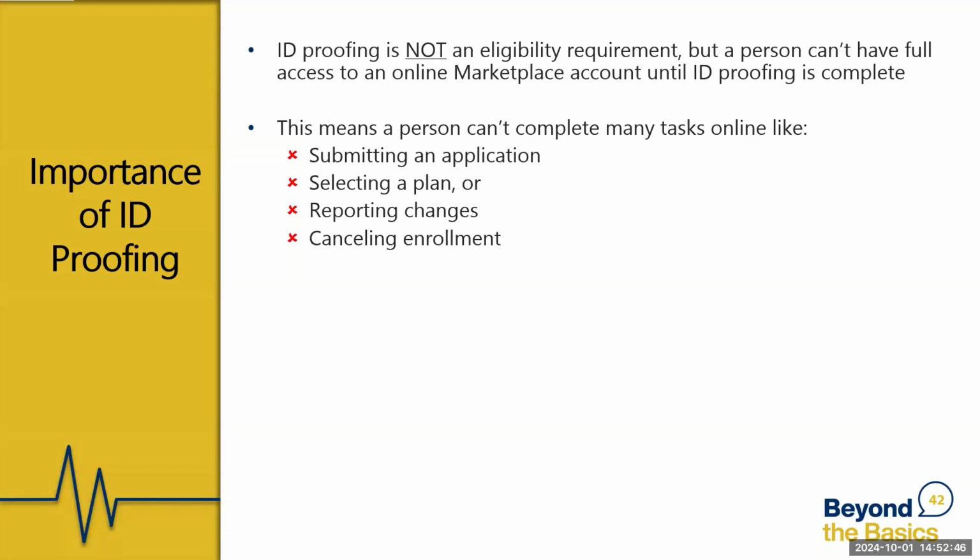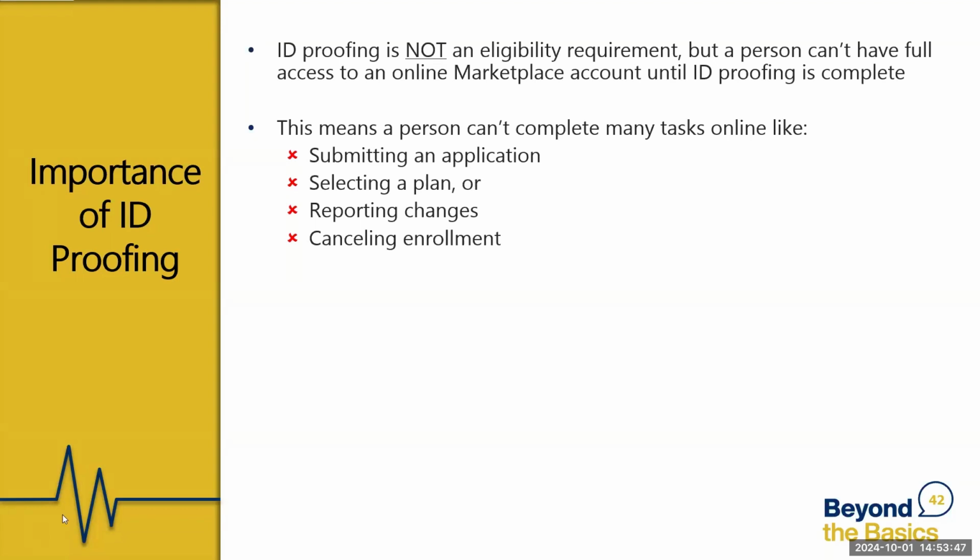And when you can't complete the task online, it means that the individual will not be able to submit the application online. They won't be able to select the plan online. They won't be able to report changes online. They won't be able to cancel enrollment until they are able to get their account past the identity proofing process. So there's a lot of good reason to get through it, but there are some individuals for whom, the way that it's designed today, it's very reliant on checking information against records and credit history. There's a variety of reasons why some individuals just don't have a credit history. And when you are working with people who are newer immigrants, new to the US, they're very unlikely to be able to meet that part.